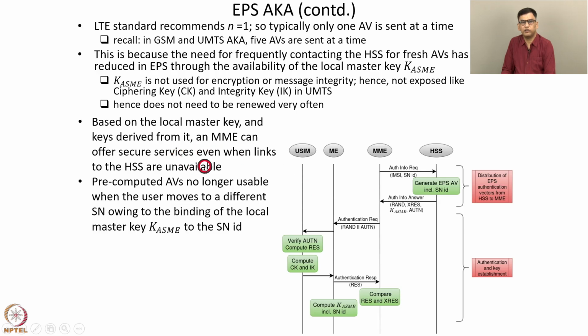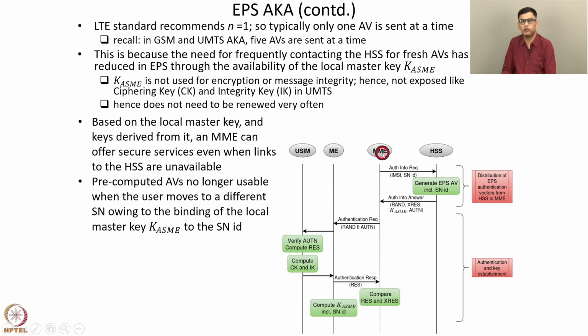Pre-computed authentication vectors are no longer usable when the user moves to a different serving network, owing to the binding of the local master key KASME to the serving network ID. So we have seen that this SNID that is used to generate the KASME is specific to this MME. So this SNID is the ID of this MME. So if the mobile moves from the range of one MME to the range of another MME, then it has to repeat the authentication process.